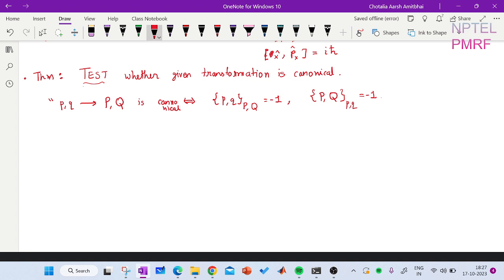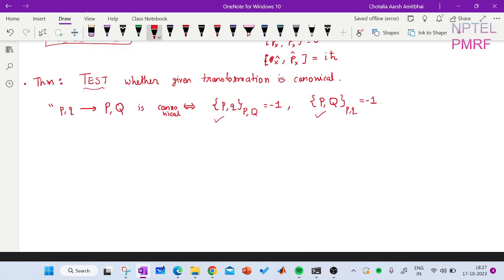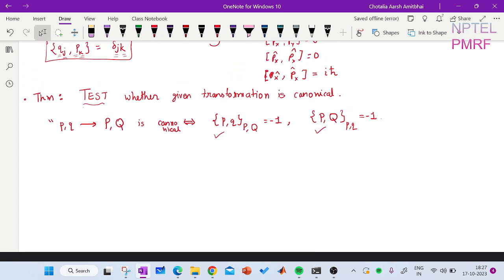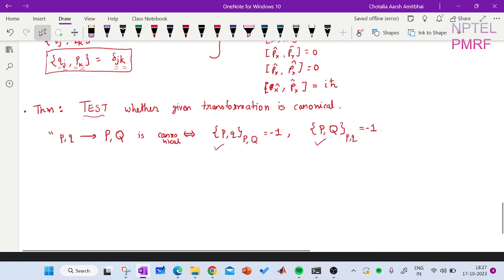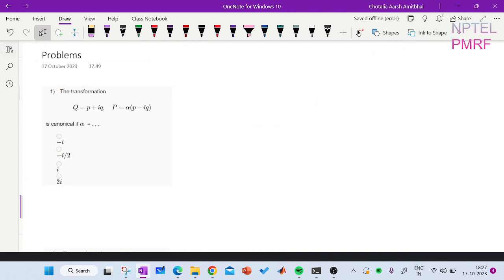Okay, so we saw two examples from the harmonic oscillators. You can check for both old with respect to new and new with respect to old. Both of them give 1, which means that was indeed the canonical transformation. In fact, the questions that we are going to do also concern this.